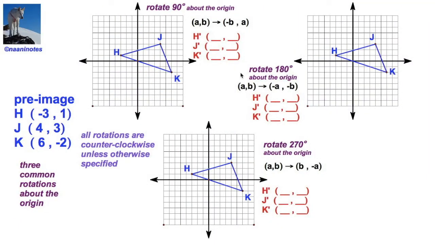Welcome to Naughty Notes. Let's explore three very common rotations, and we're going to do it the same way we did with reflections. We're going to use the same pre-image, in blue here, the triangle HJK, with the three vertices in three different quadrants to make it interesting. Now, these three rotations all involve rotating about the origin. It's not going to work otherwise.